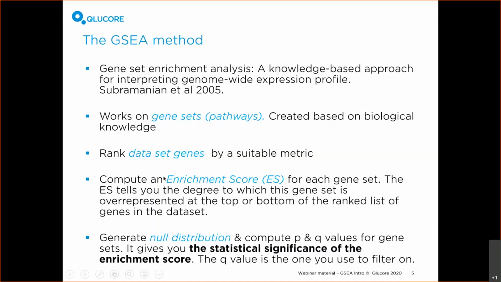And then you calculate the enrichment score for each gene set. The enrichment score tells you the degree to which this gene set is overrepresented in the top of your list or in the bottom of your list, representing the upregulated or downregulated variables. And then we also compute the P and Q values for the gene sets to tell you if what you have found is statistically significant. So that's also very important.